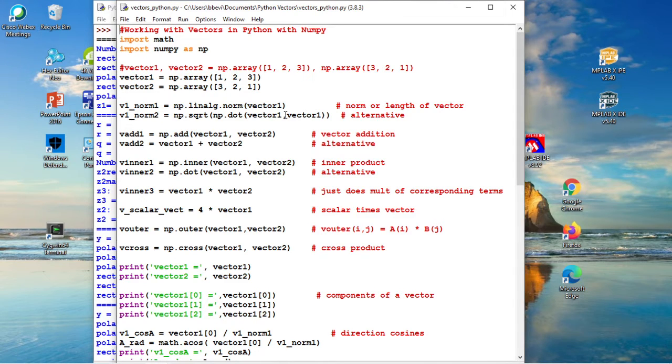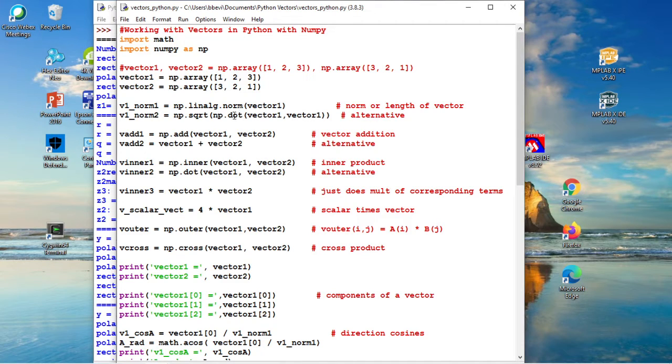And you can find the length of the vector by using the norm function. And this norm function is actually in the linear algebra module, which is in NumPy. And so I'm normalizing it, or finding the norm. Well, not really normalizing, but I'm finding the norm or length of the vector here. Okay. And an alternative way is to actually use the dot product of this.